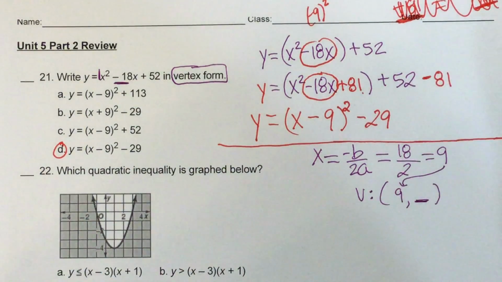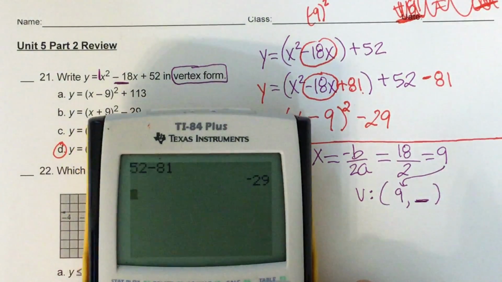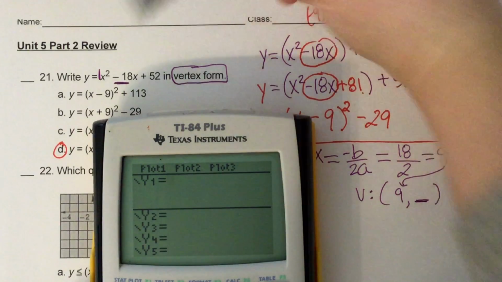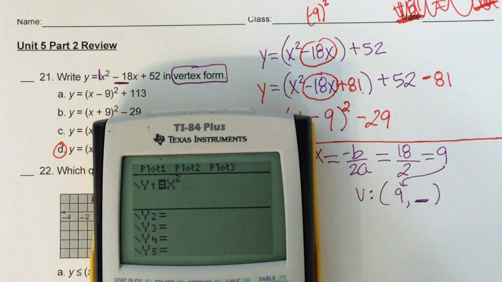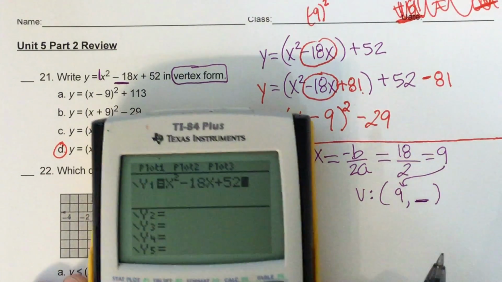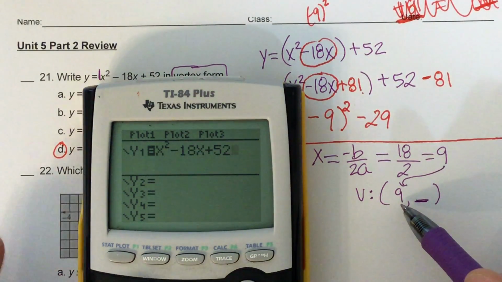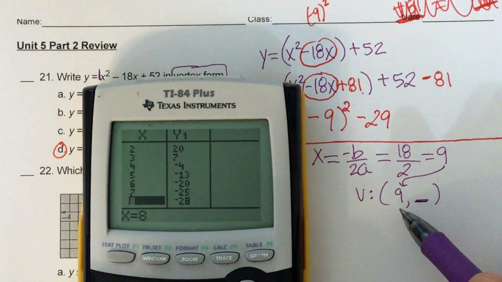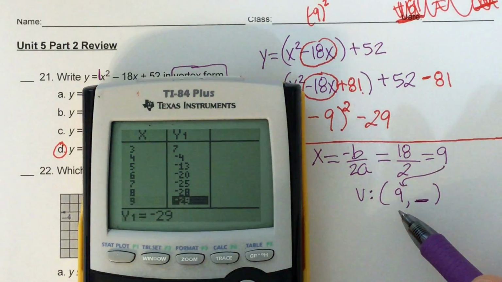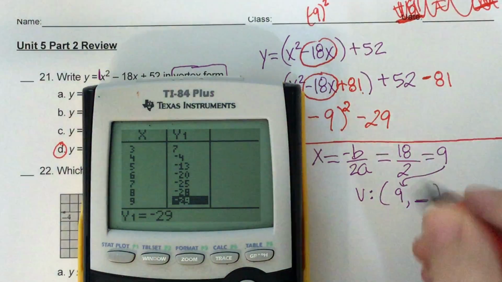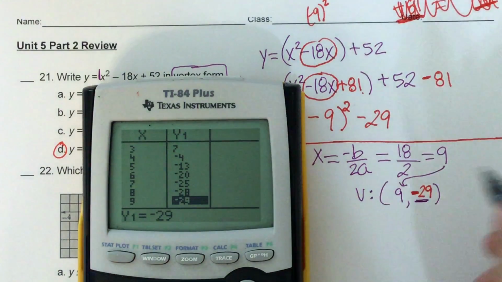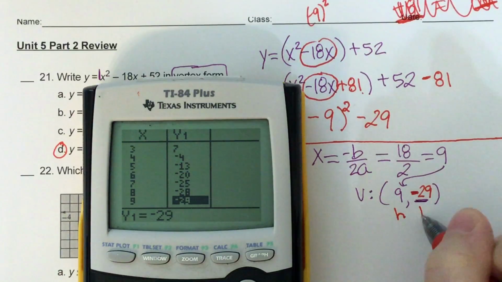So to find the y-coordinate, I'm going to go to y equals, and I'm going to type this equation in: x squared minus 18x plus 52. And I'm going to go to my table, and I'm going to look for a 9 in the x column. And when I find it, I see a negative 29 in the y. Okay, so this is my vertex. Remember, the x-coordinate is the h, the y-coordinate is the k.